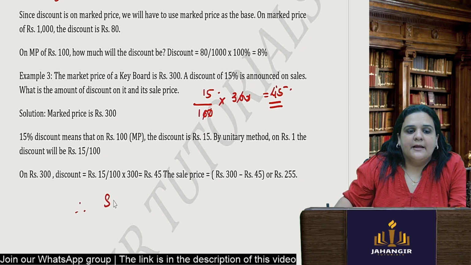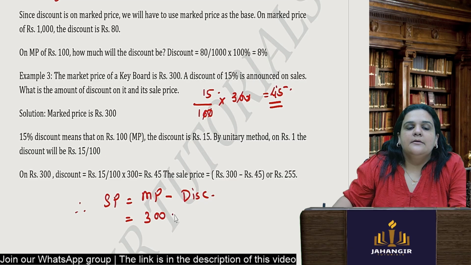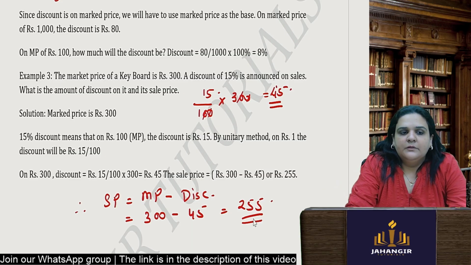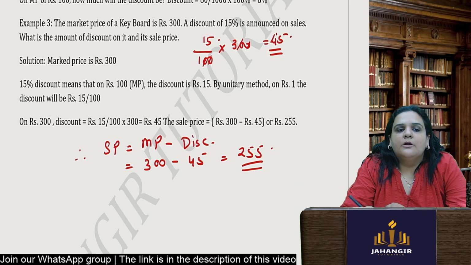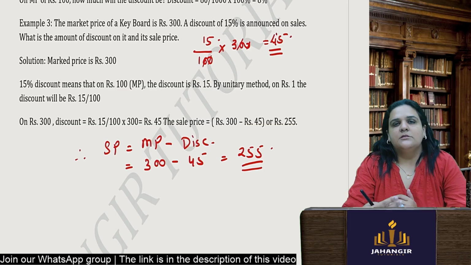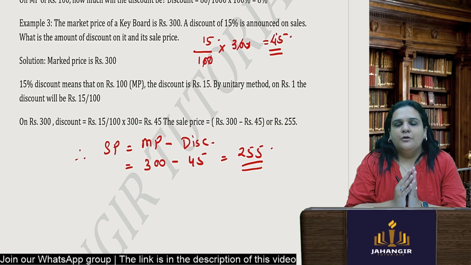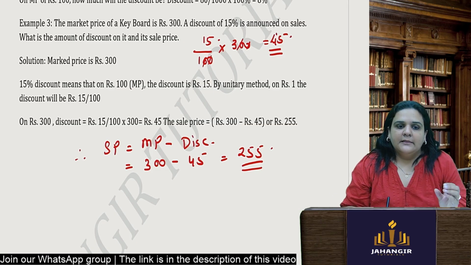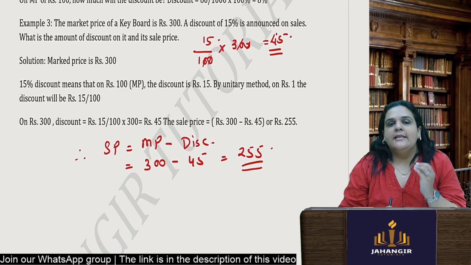Therefore, my sale price will be market price minus the discount. Market price is 300, discount was 45. So my price is going to be 255. You can solve it in the way they have also given. 15% discount on 100 is 15 rupees, so for 300 it is going to be 45 rupees. This is really a long method. Simple: I want to find 15% discount on 300. I got 45. From that 300 I'll subtract that discount. So my selling price of that particular keyboard is now 255.